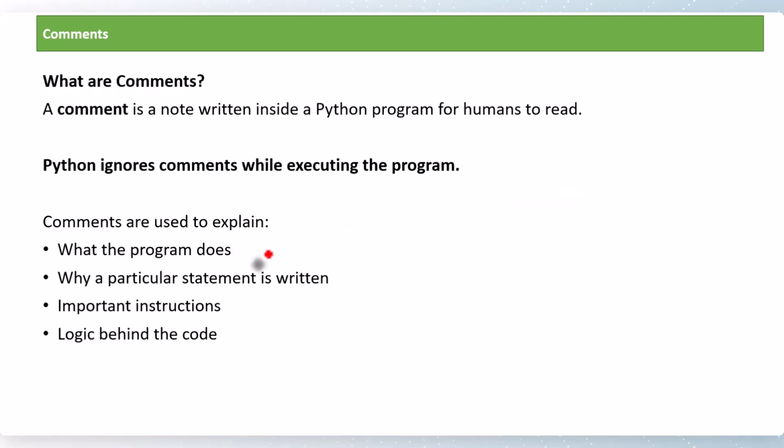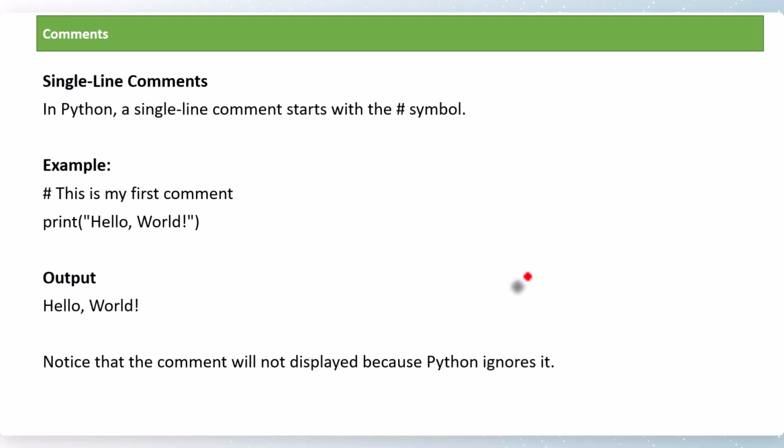Comments are used to explain what the program does and why a particular statement is written. It is useful for explaining some important instructions. It is used for explaining the logic behind the code. So that is the main purpose. In all these cases, comments are mainly used for documentation purpose.